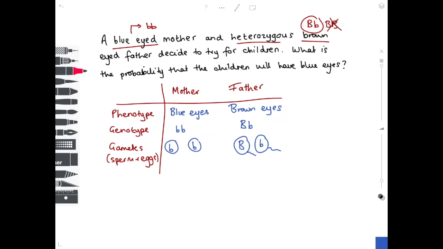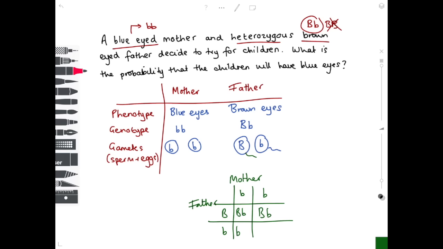And now we need to do the Punnett square. So mother, father. I don't know why my iPad sometimes undoes what I've done already. So she's small b, he's big B, little b. Let's cross them. So big B small b, big B small b, small b small b, small b small b. And therefore, both of these will have blue eyes. Both of these will have brown eyes. So as a percentage likelihood, it's 50% will have blue eyes and 50% will have brown eyes.